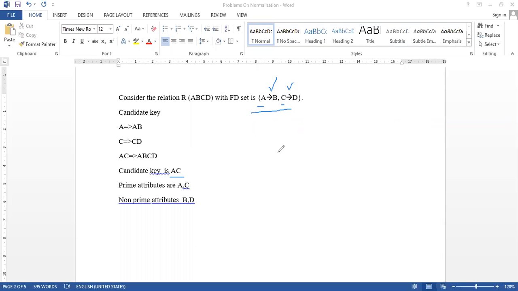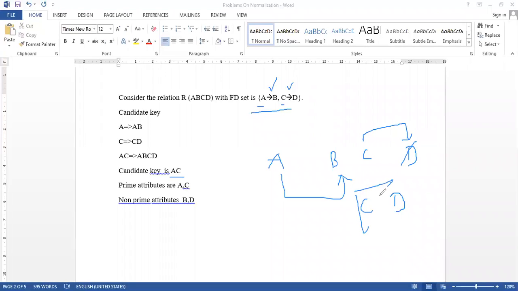Now write all the attributes A, B, then C and D. So where is the violation? C to D. Next one, A to B. It is violating the BCNF rule, right? Now keep CD in a separate table. Next, keep AB in a separate table.